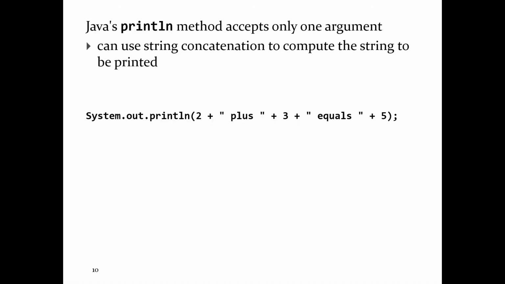Now, you can't do that in Java. So in Java, the print and println methods only accept a single argument. Right? So in other words, you have to compute the thing that you want to print and then give that to the println or print method. Right? So in this case, we can use what's called string concatenation to compute the string that I want to print. We're going to talk more about strings next week. So this is just showing you how you can do it.